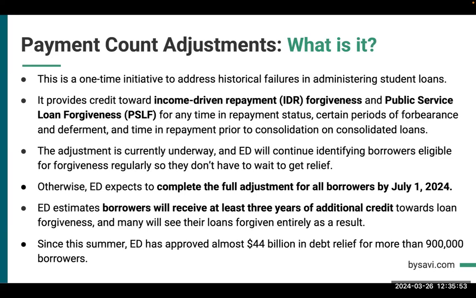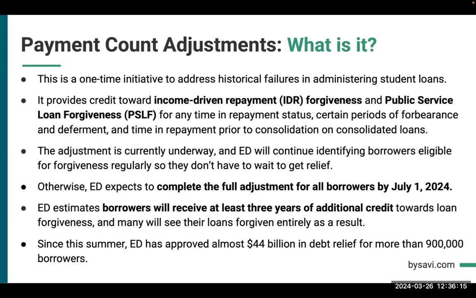Now, this adjustment is currently underway, and the Department of Education will continue identifying borrowers eligible for full and immediate forgiveness regularly, so they don't have to wait to get relief. Otherwise, the Department of Ed expects to complete the full adjustment for all borrowers by July 1, 2024. Okay, so that's when it should be complete.